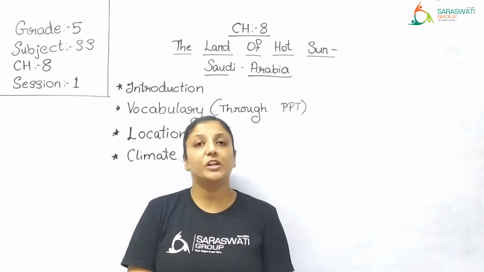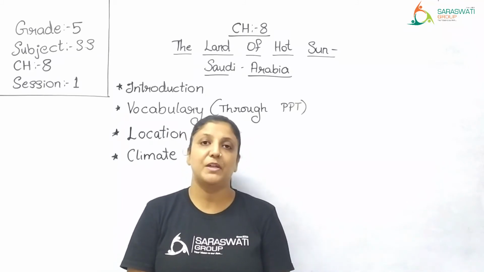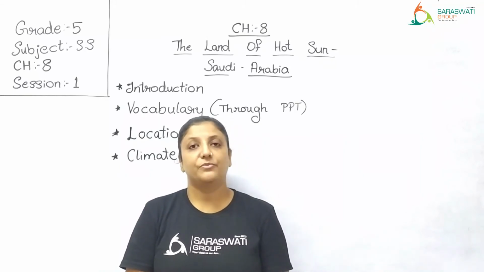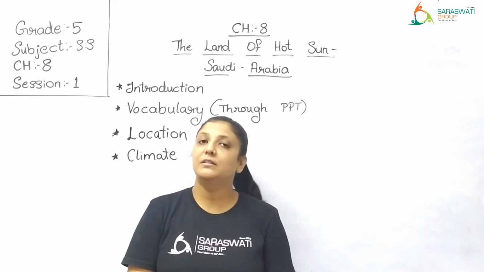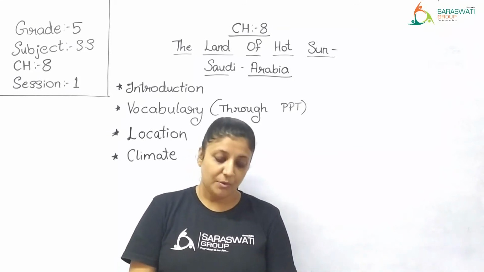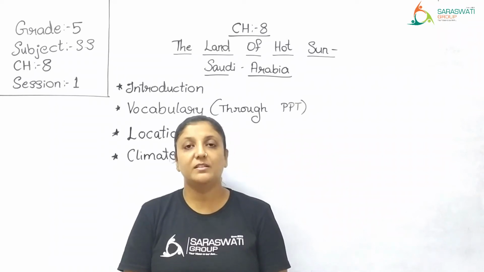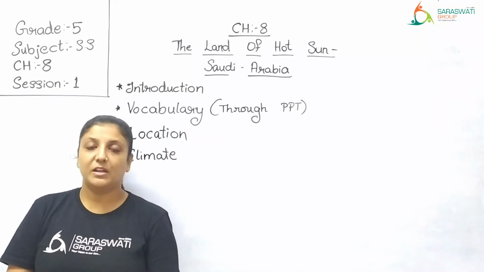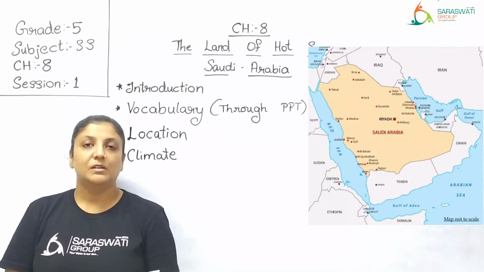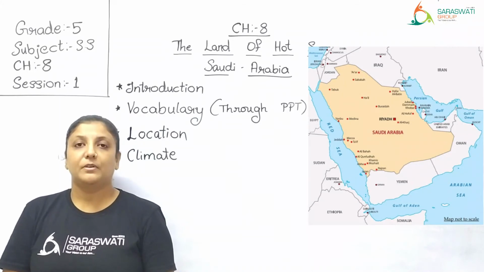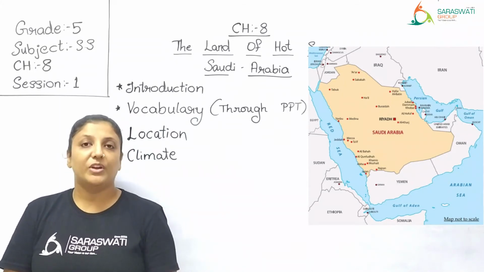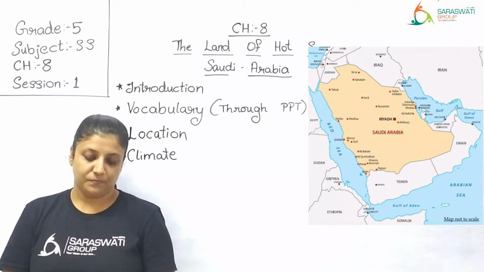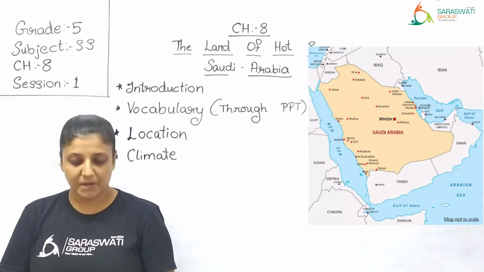In this chapter we are going to learn about Saudi Arabia. It is a place located in the Arabian desert. Where is it located? Arabian desert. Now let us see the location. Where is it exactly located? See, I am sharing the map of Saudi Arabia here. By looking at this map, you will find it very easy to see the location of this desert or this place, that is Saudi Arabia.